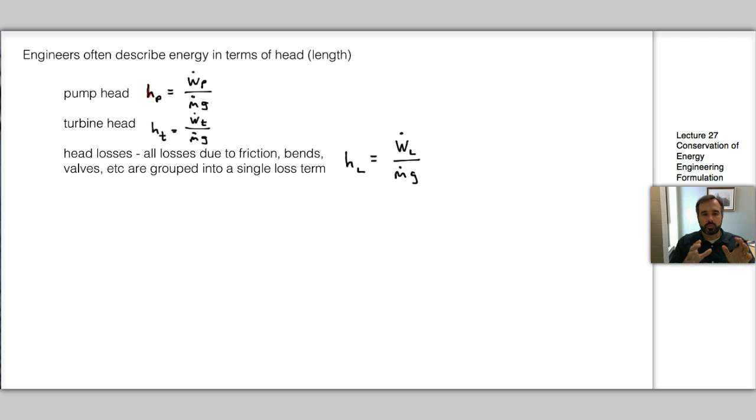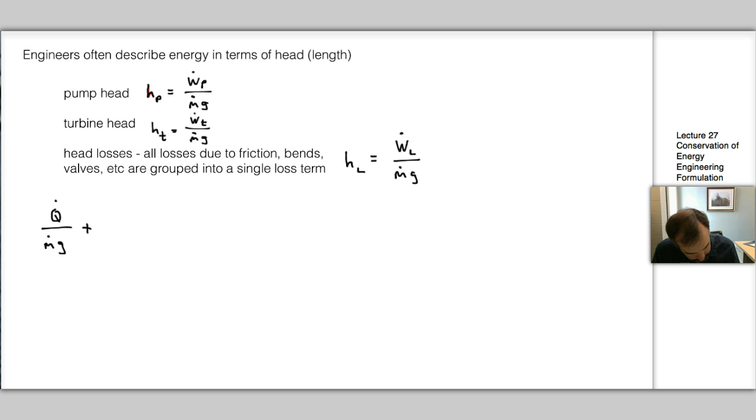Okay? So if you look back at the previous equation, you'll see that we have 1 over M dot already times W dot P, W dot T, W dot L. And so if we divide through by G, we can back out these head terms and replace those. So we're going to go ahead and do that and reformulate it like this. All right. So again, I'm going to divide through by gravitational acceleration and replace the work rate terms with our head terms.